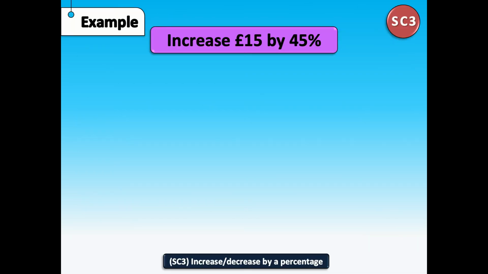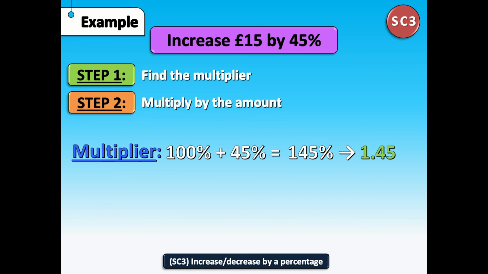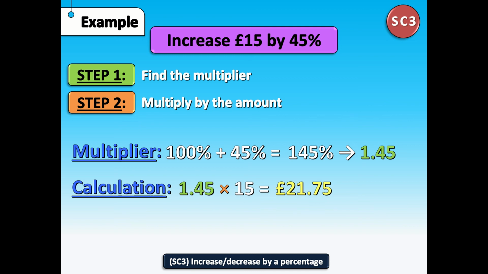So if you want to increase £15 by 45%, first of all, we need to find the multiplier. So that would be 100% plus 45%, so 145%, which means the multiplier is 1.45. And then we multiply that by the amount that we want to increase. So we do £15 times by 1.45, and that's 21.75.